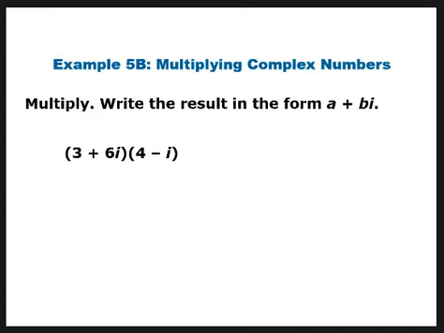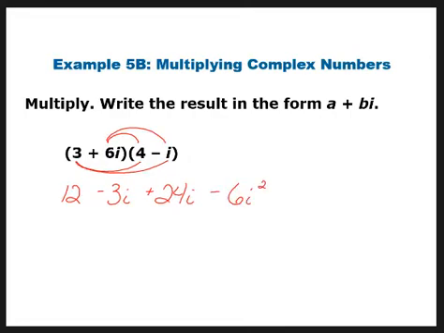Alright, now here, again, we're going to treat the i's just like they're variables to begin with. Now in this case, I'm going to FOIL. So I'm going to get 12 there, negative 3i plus 24i minus 6i squared. Alright, so we'll do a little consolidating here, combining. So plus 21i minus 6i squared. Now, like I said before, this is essentially like having minus 6 times minus 1.